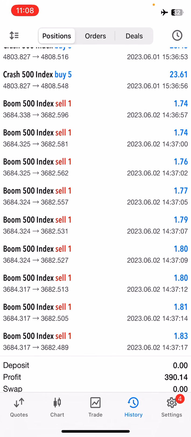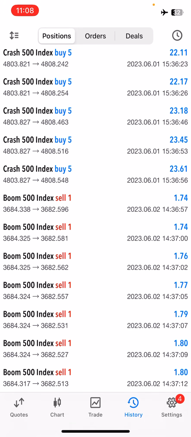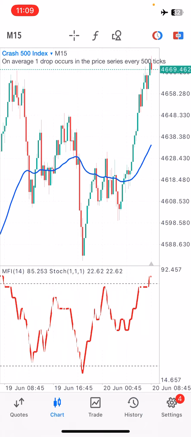As you can see, I was going against the spikes. This crash 500, we were buying. So basically we are buying crash and selling boom. Okay, it works both ways. I just don't prefer trading spikes with this strategy, but you can do it anyways.